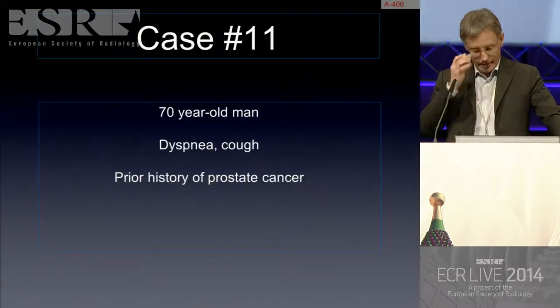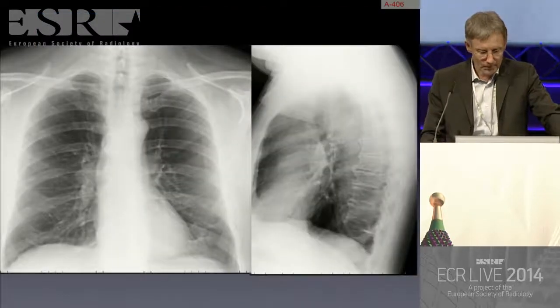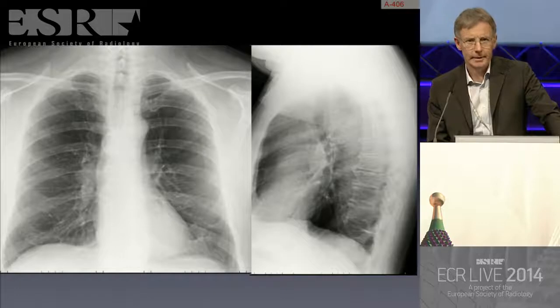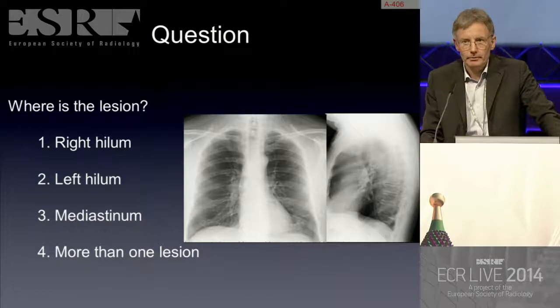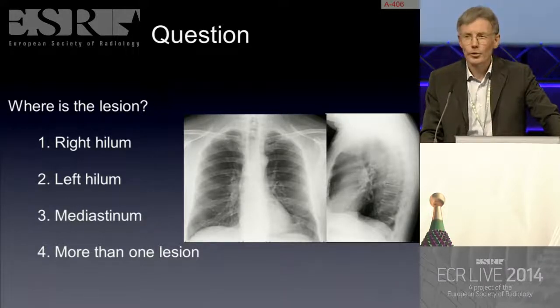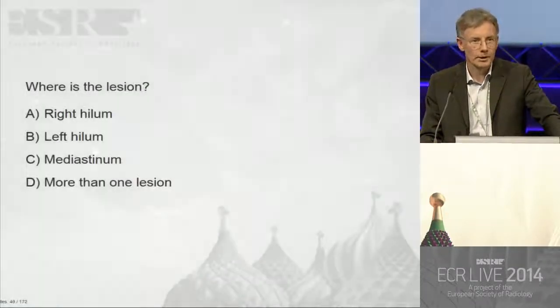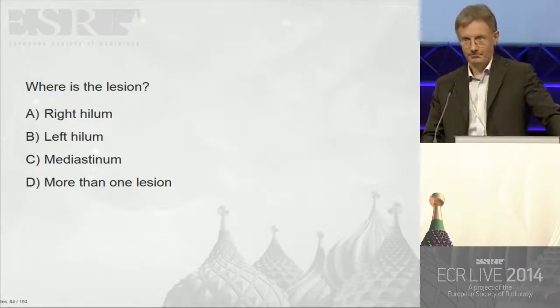Now, 70-year-old man, dyspnea, cough, and a prior history of prostate cancer. Here is his chest X-ray. You've been trained on 10 cases already this afternoon, so where is the lesion? The right hilum, the left hilum, the mediastinum, or is there more than one lesion? So please vote now, and anyone who says more than one lesion has to be prepared to come onto the podium and show us where those lesions are. But we won't do that, don't worry.